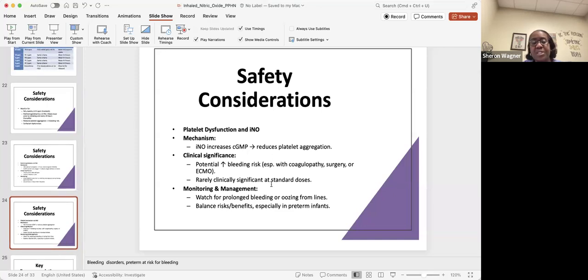And this is just another slide here talking about platelet dysfunction. It doesn't decrease the number of platelets, it only reduces the ability of those platelets to come together to stop bleeding. So if there is bleeding, of course, you would most likely need to give something to get that bleeding under control, such as any clotting factors that your baby might need in addition to platelets.